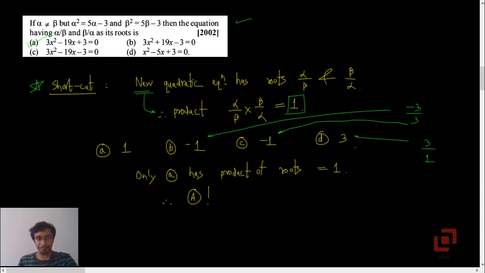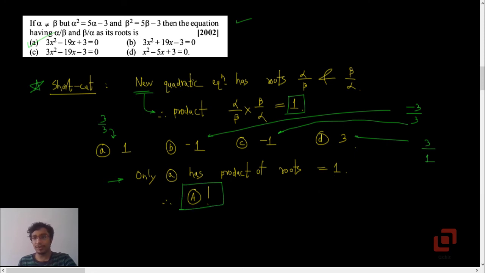So out of these 4 options, only option A has product of its roots equal to 1, 3 upon 3. Options B and C have product of roots negative 1, and option D has product of roots as 3. So because only option A has product of roots equal to 1, it is option A.